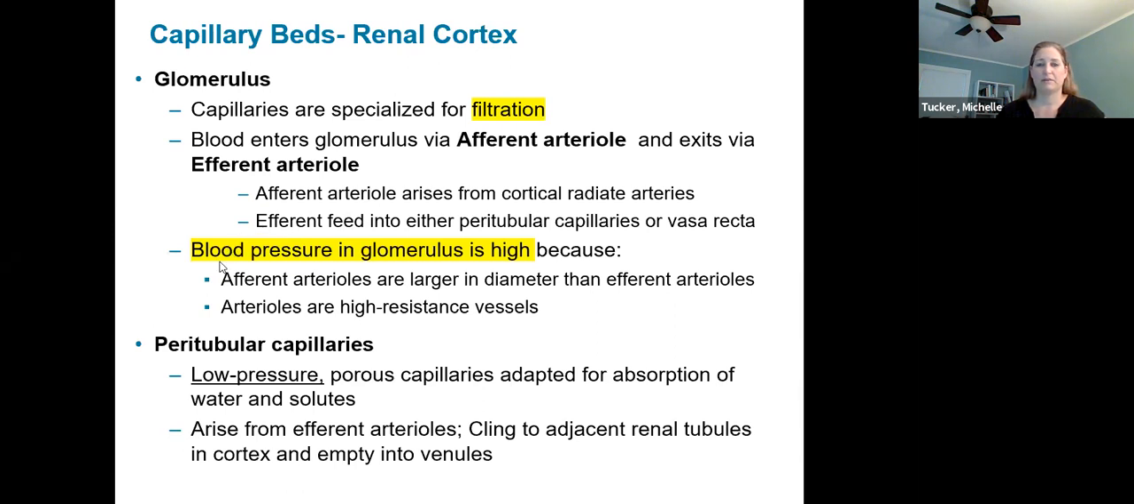Blood pressure in the glomerulus is high because the afferent arteriole is larger in diameter, and arterioles in general are high resistance vessels. Peritubular capillaries are low pressure. These are kind of your typical capillaries. They are porous because they are going to be receiving a large amount of water and solutes.